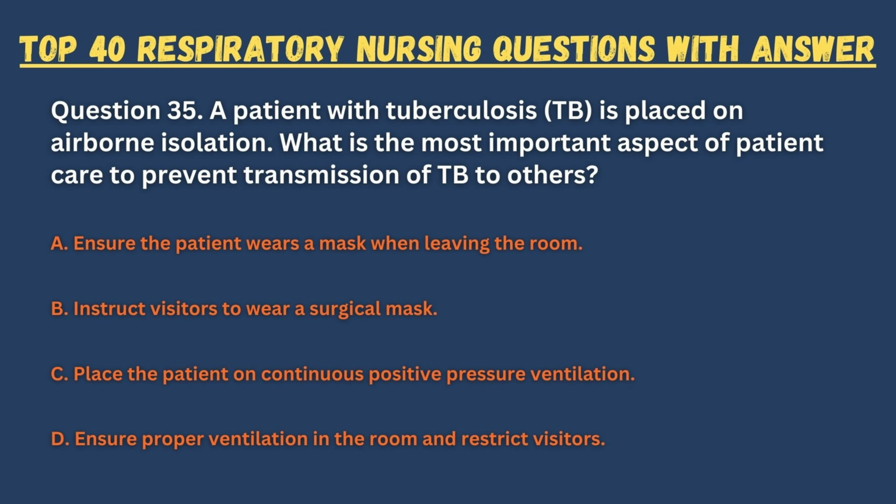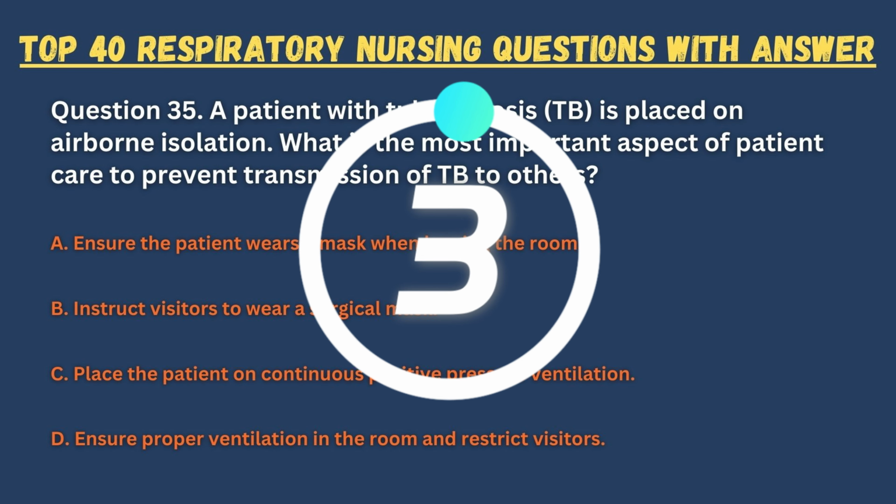Question 35. A patient with tuberculosis (TB) is placed on airborne isolation. What is the most important aspect of patient care to prevent transmission of TB to others? A. Ensure the patient wears a mask when leaving the room. B. Instruct visitors to wear a surgical mask. C. Place the patient on continuous positive pressure ventilation. D. Ensure proper ventilation in the room and restrict visitors.